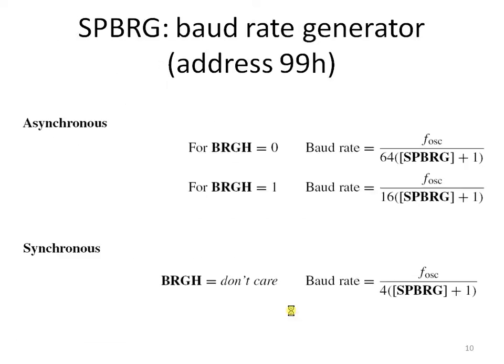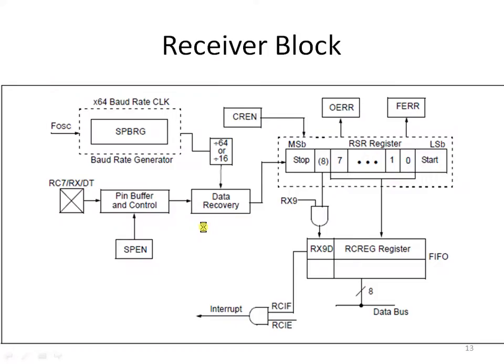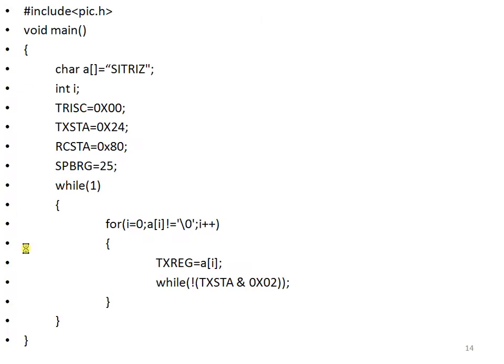In the same way, I'm writing RCSTA with 0x80. Let us see what exactly I'm writing this for. 80 indicates I'm making SPEN as 1, so it means I'm using the serial port. That means RC6 and RC7 are now configured as TX and RX, and the remaining are all zeros. Now after configuring these control registers, I'm placing a value into SPBRG. This is the value for giving 9600 baud rate.